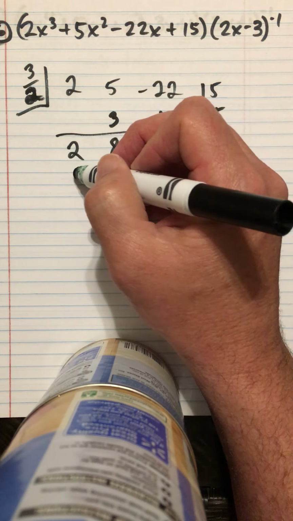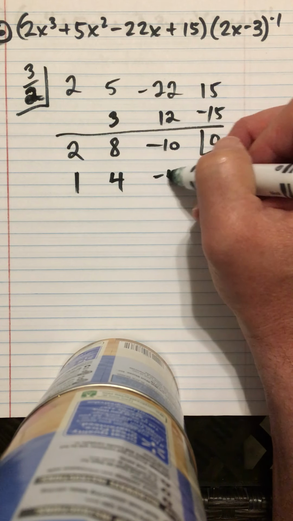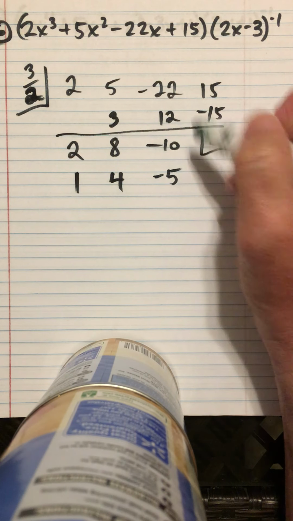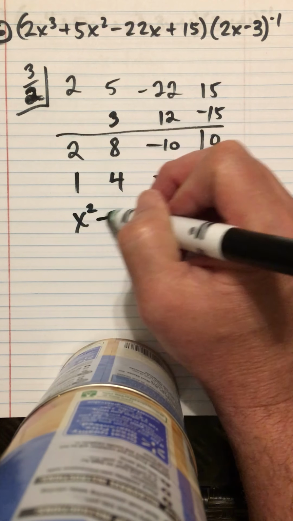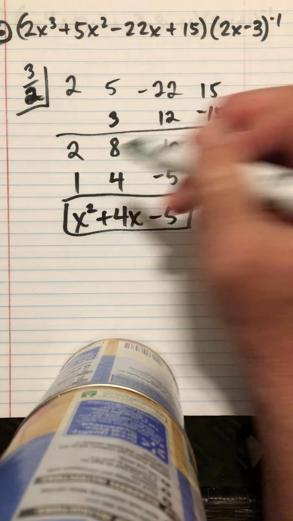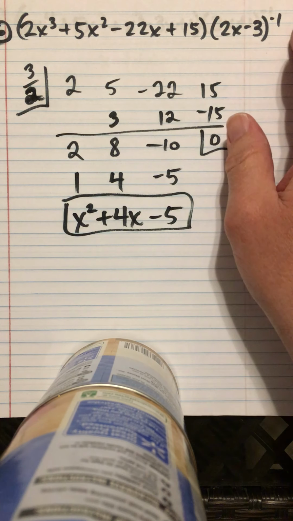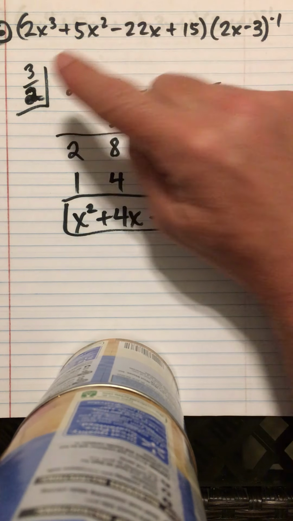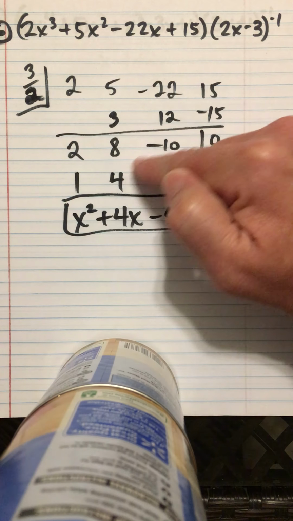2 goes into 2 one time, 2 goes into 8 4 times, and 2 goes into negative 10, negative 5. These are the numbers you're going to use to write your answer. Since that started off as x to the third, 1 goes in front of x squared plus 4x minus 5, and there's your answer. So don't forget, if there's a number in front of the x, 2 things change. There's going to be a fraction in the box, and you must divide your final answer.